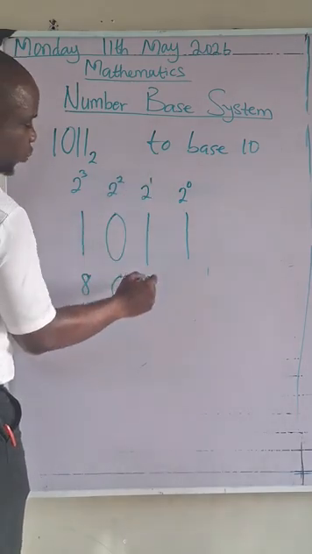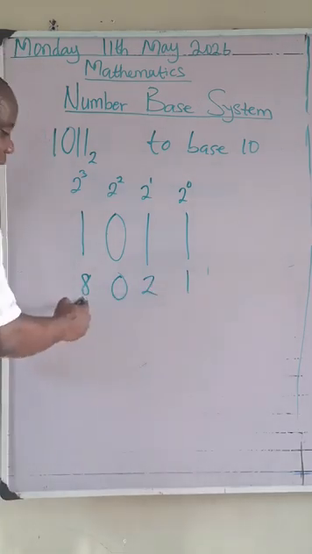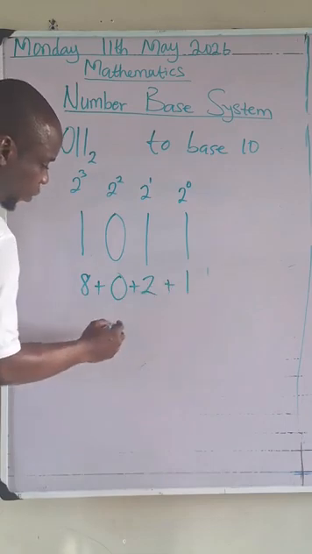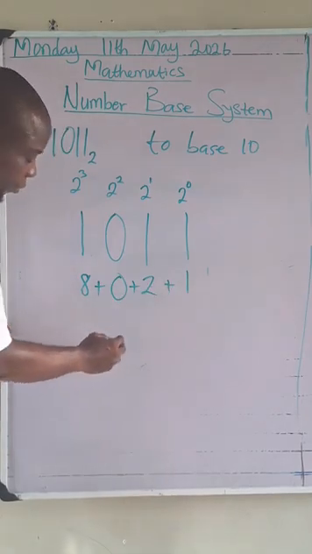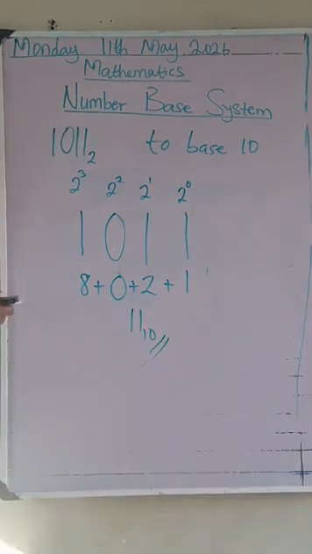2 raised to the power 1 is what? 2. 2 raised to the power 0 is what? 1. So you add this plus this together. This plus this gives me what? 11. Thank you. Base 10. That's what it means, because this plus this is 10 plus 1, which is 11.